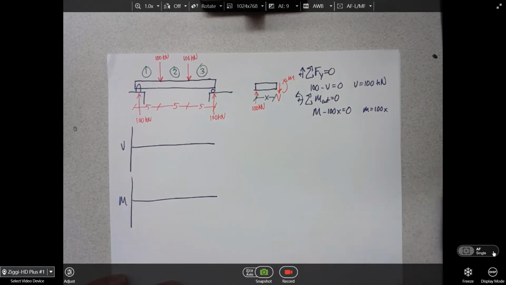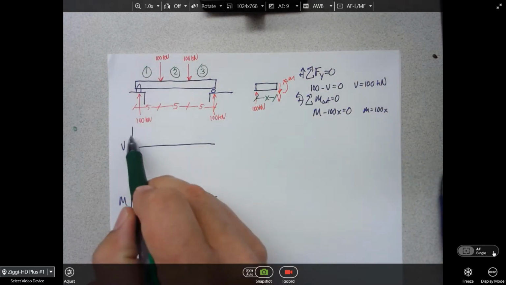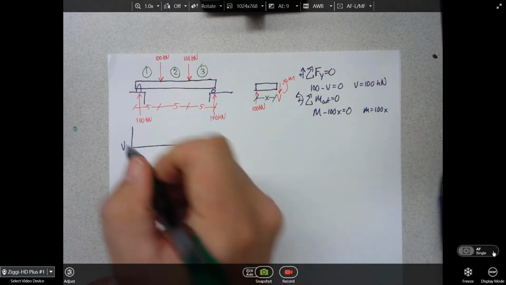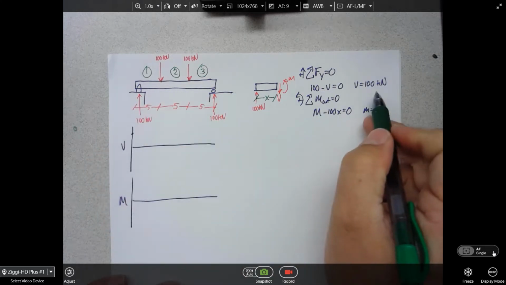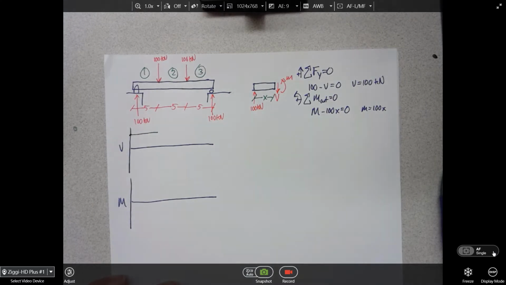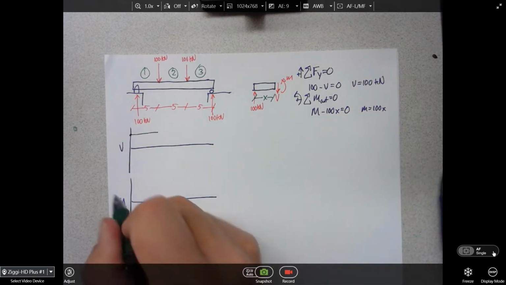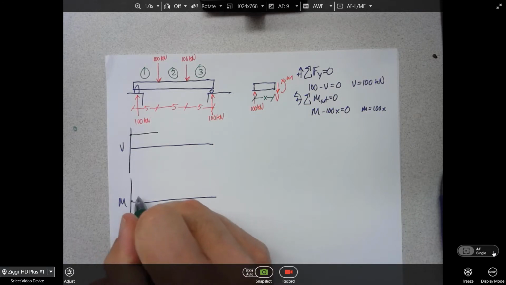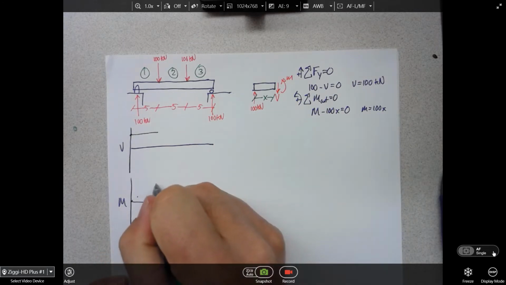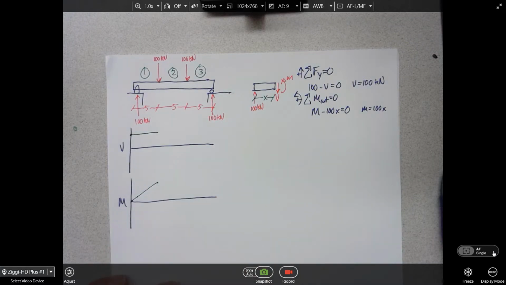Okay. So then let's plot those in region 1. In region 1, at 0, I have 100 kilonewtons, and that doesn't change all the way across. In region 1 of the moment diagram, I have M equal to 100x. So at 0, it's 0. At 1, it's 100. At 5, it'll be 500. Right? Everybody okay with this?